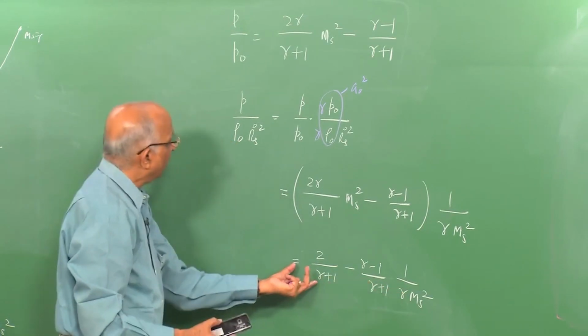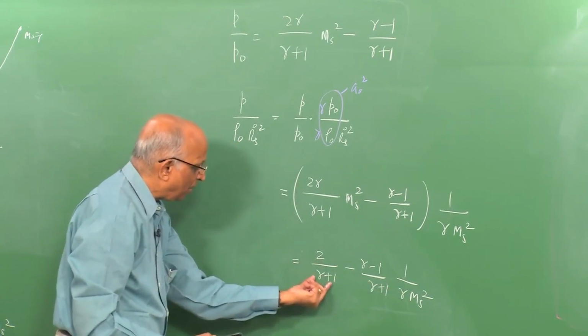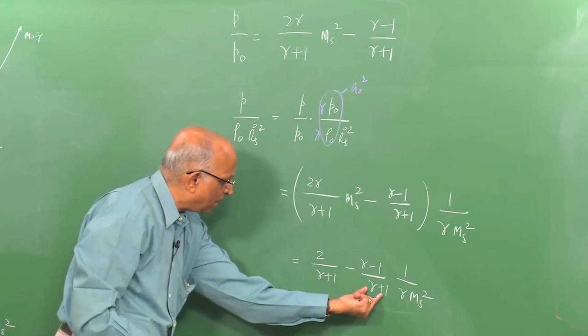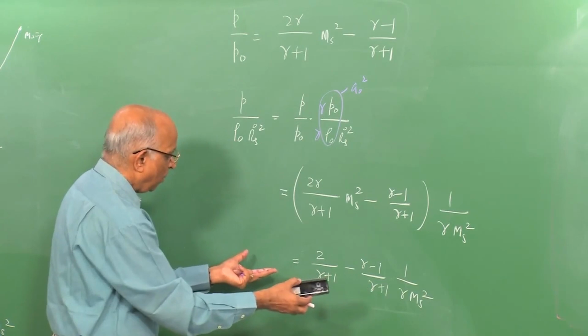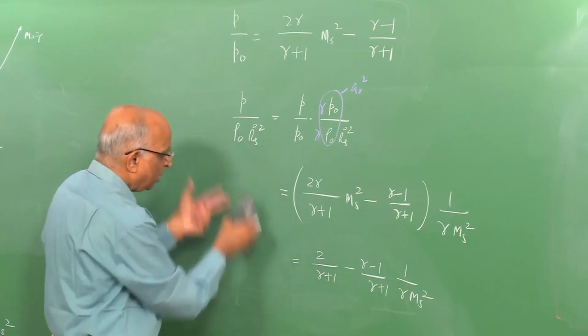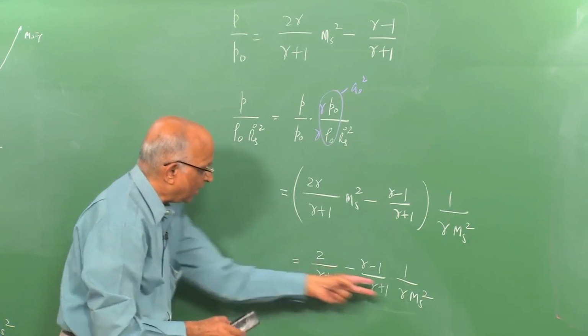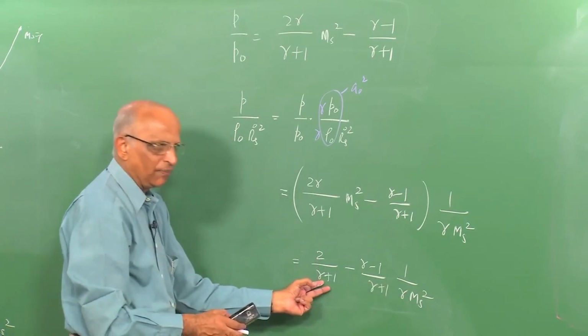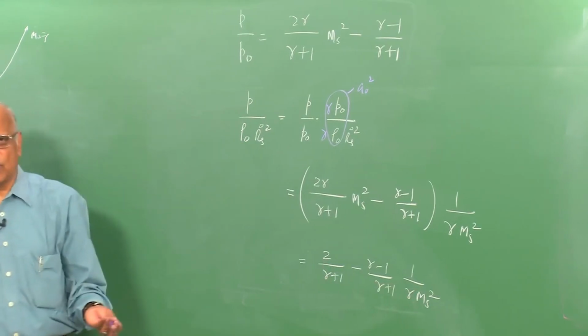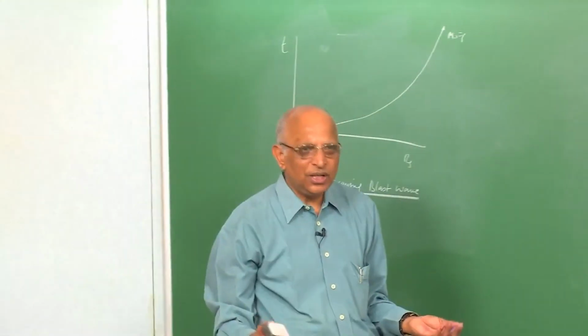Let us see what happens when Ms is equal to 1. I get a value of 2 minus gamma minus 1 divided by gamma plus 1, which is the value at Mach number 1, which is equal to the dynamic pressure for an acoustic wave, and when Ms is very large, equal to infinity, it is equal to 2 over gamma plus 1. Well, these are the expressions for the constant velocity shock relations.